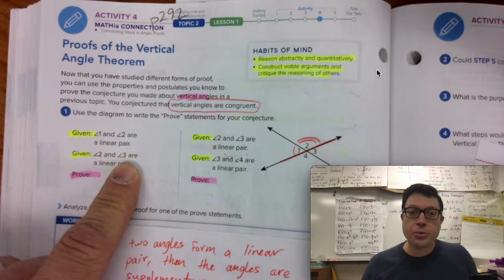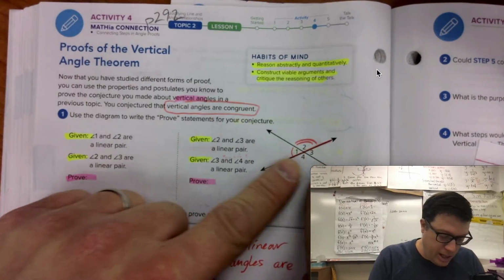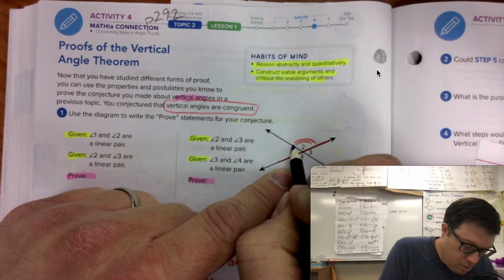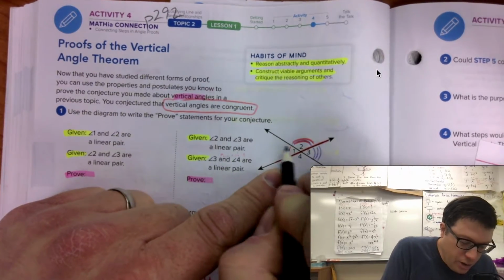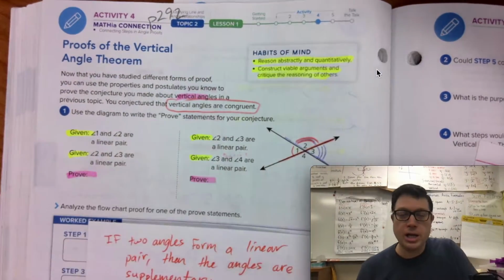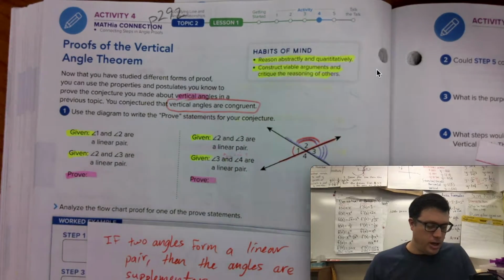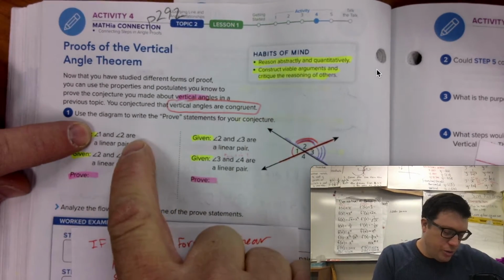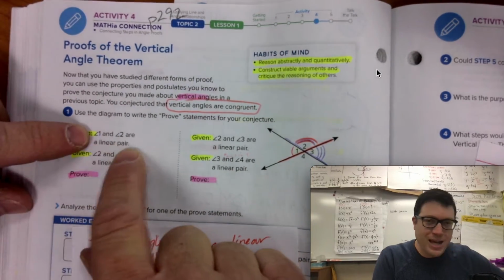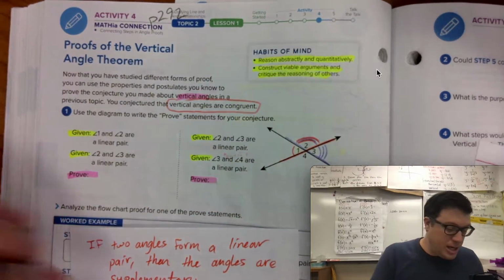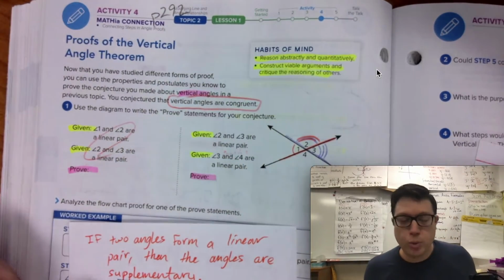Angle 2 and angle 3 are a linear pair. So angle 2 and angle 3 right here. This angle and this angle together, those ones form a linear pair. All right. So if angle 1 and then 2 and then 2, and these are the 3 angles that are mentioned, there's a common angle 2 between them.